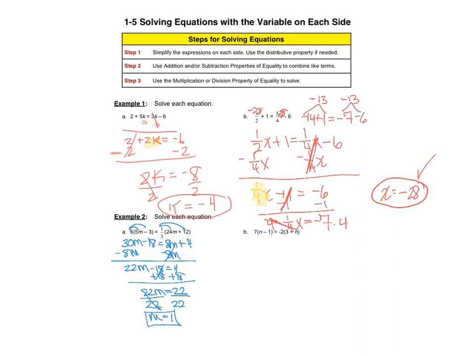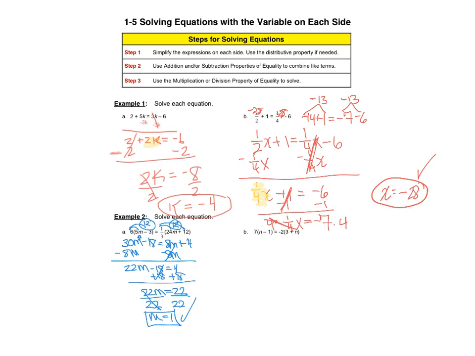If you plug the 1 in right here, you get 5 times 1 is 5, minus 3 is 2, times 6 is 12 on the left side. And on the right, 24 times 1 is 24, plus 12 is 36, and a third of 36 is 12. So 12 equals 12. That's correct.